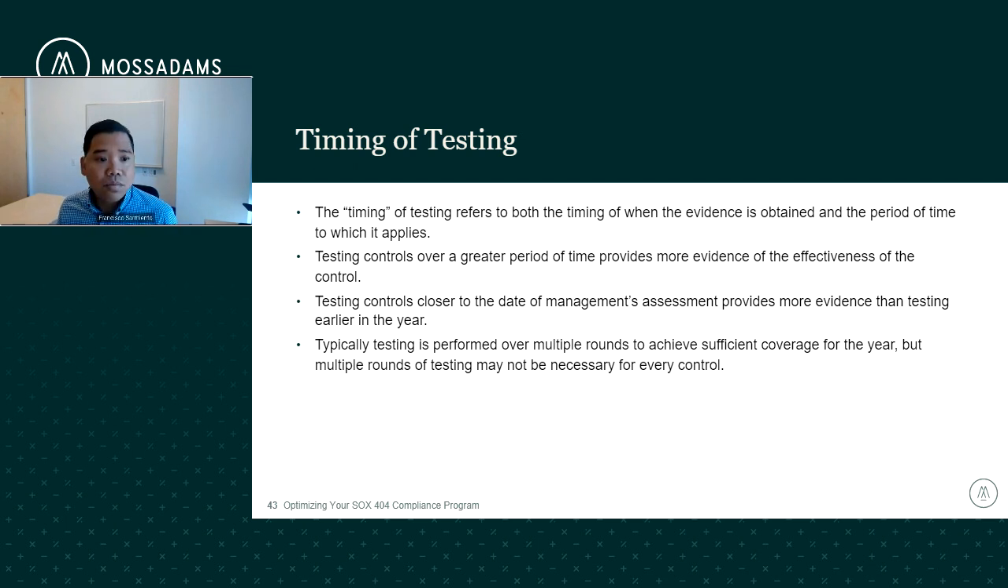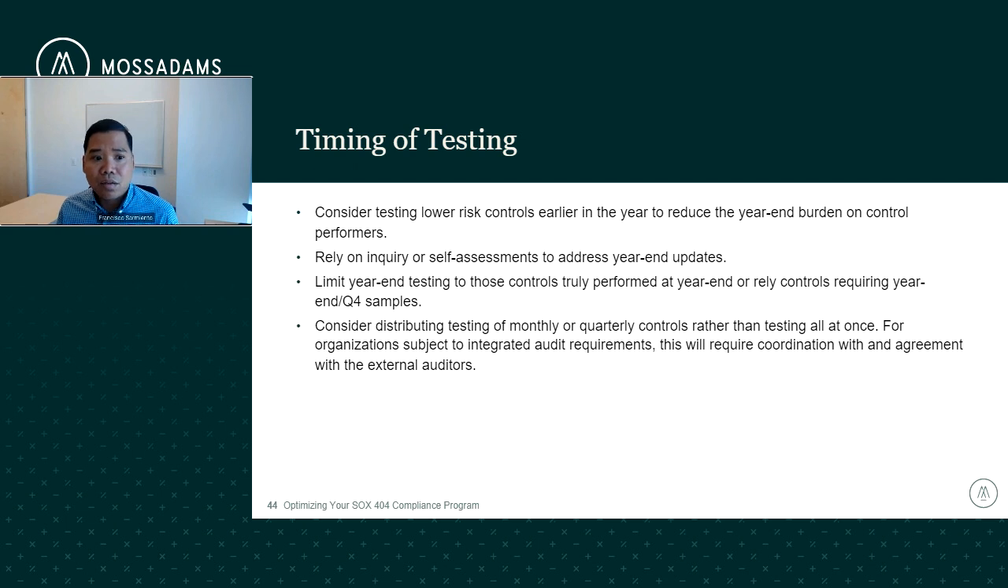Okay, we'll move on. So timing of the testing, consider testing lower risk controls earlier in the year. That's one option. You can rely on inquiry or self-assessment as you go towards the end of the year. And then consider distributing your testing between monthly and quarterly instead of testing it all at once to even out the effort.